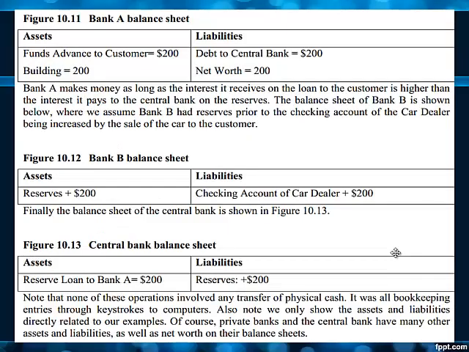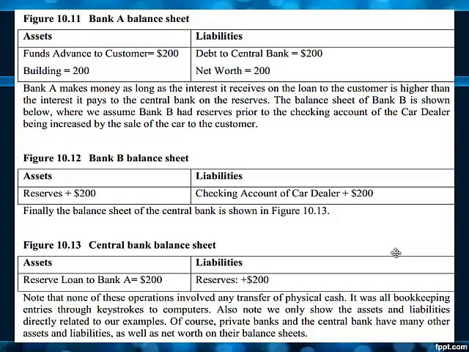The final balance sheets are that Bank A made a loan. It gave cash of 200 to the customer, which it got by borrowing $200 from the central bank. So now the balance sheet is clear. It borrowed $200 from the central bank effectively and gave that cash to the customer. And it had this building of 200, its net worth is 200, so the sheet is balanced.